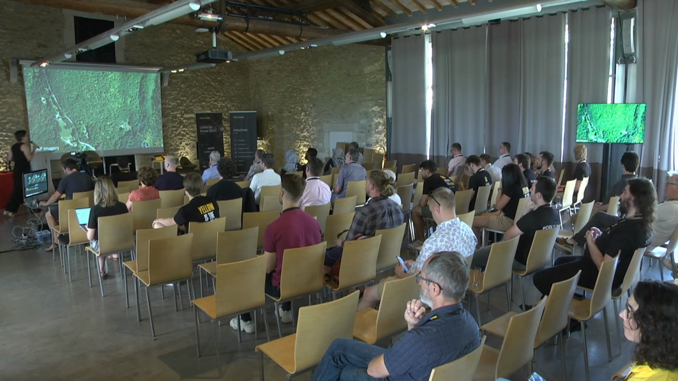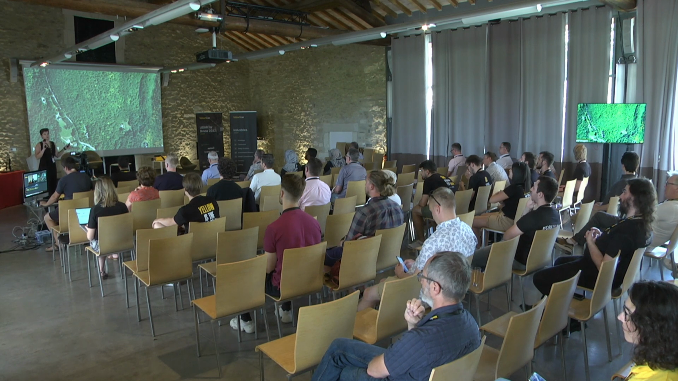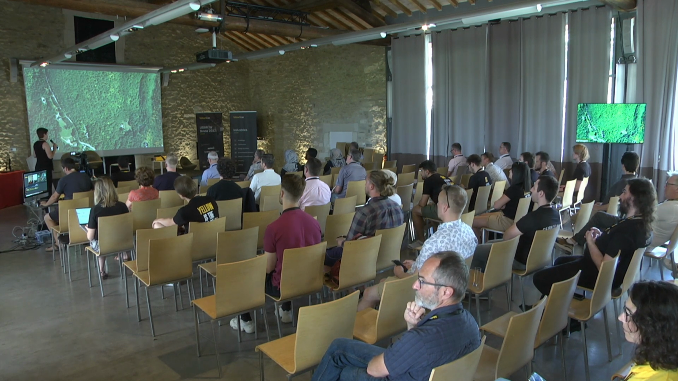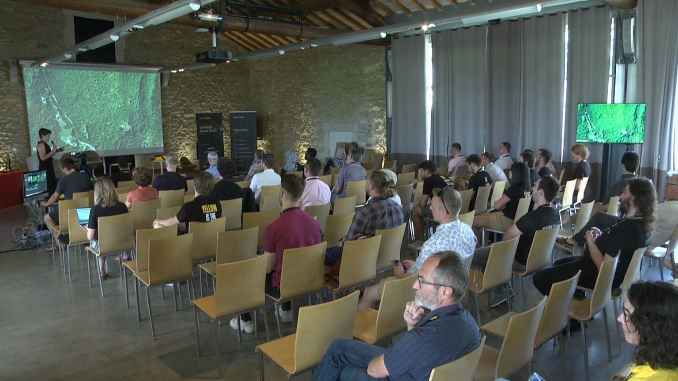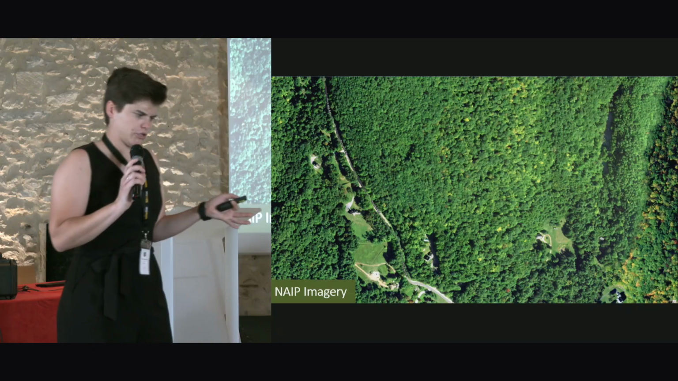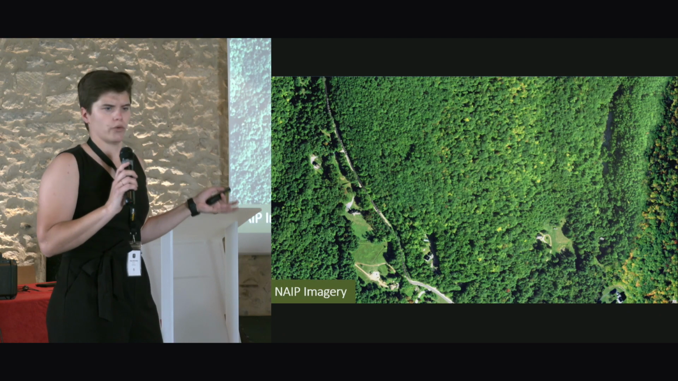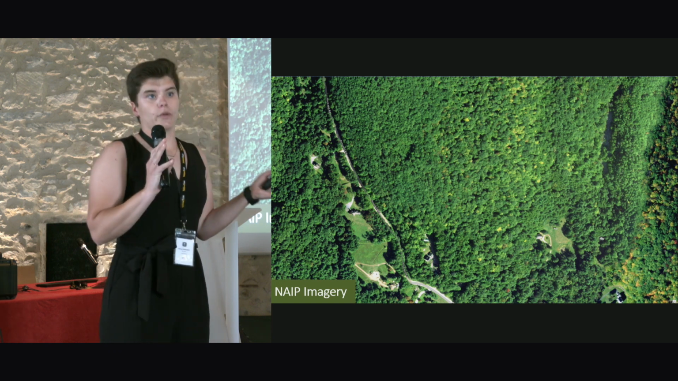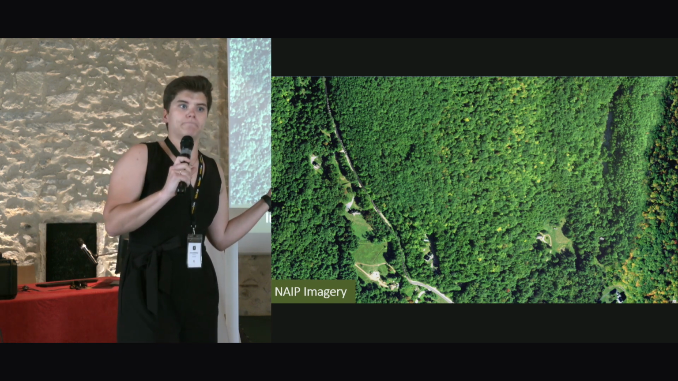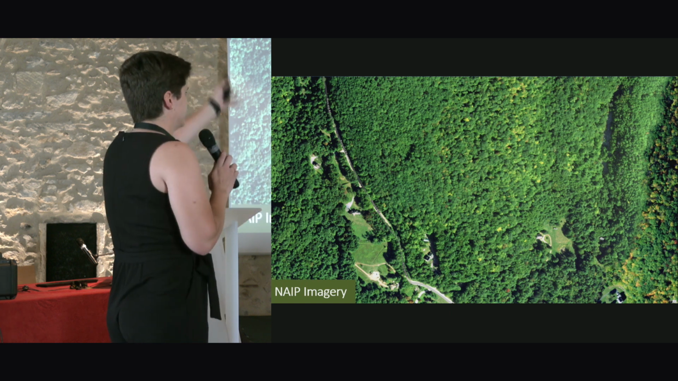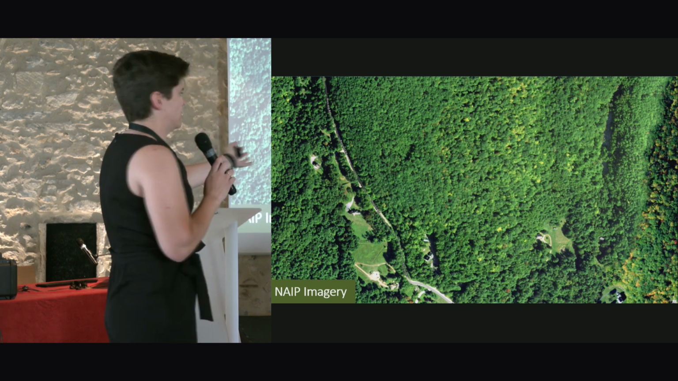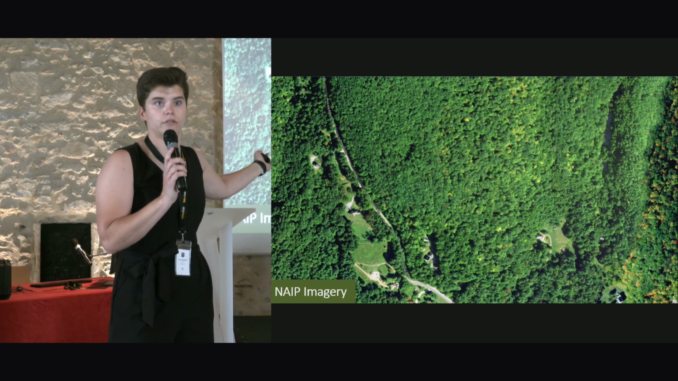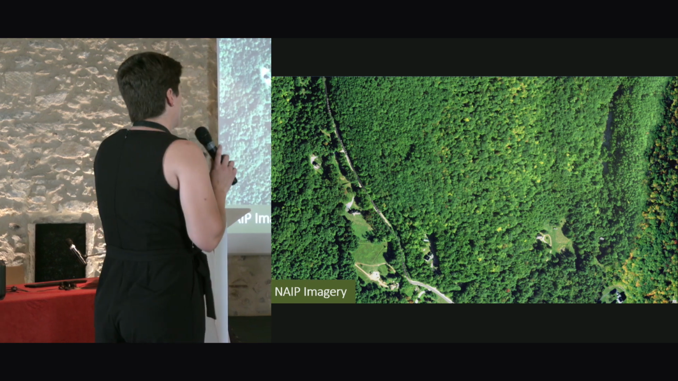So for our baseline orthomosaic data, we used some NAIP imagery, which is the National Agriculture Imagery Program. It was a little bit better than what we could find in Google, a little bit more up to date, but that is the baseline of what a healthy forest in this area should look like.